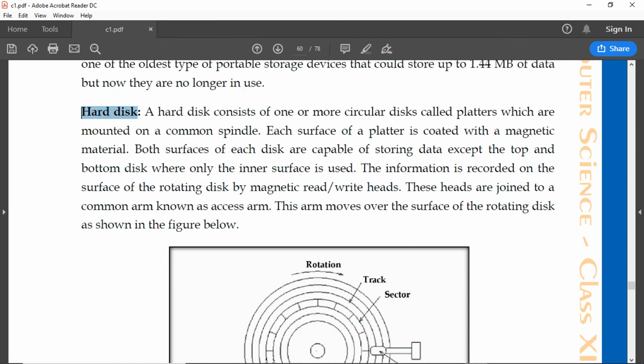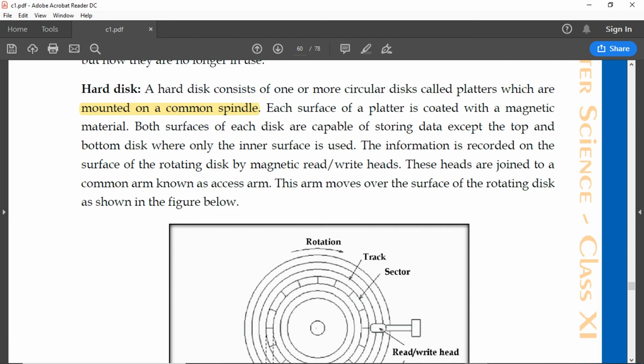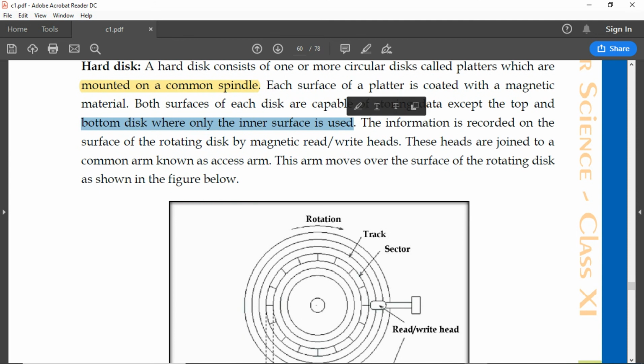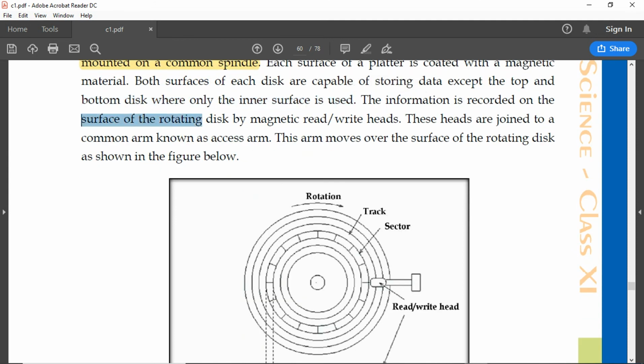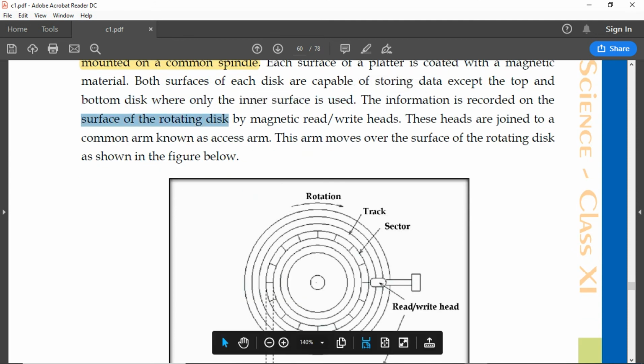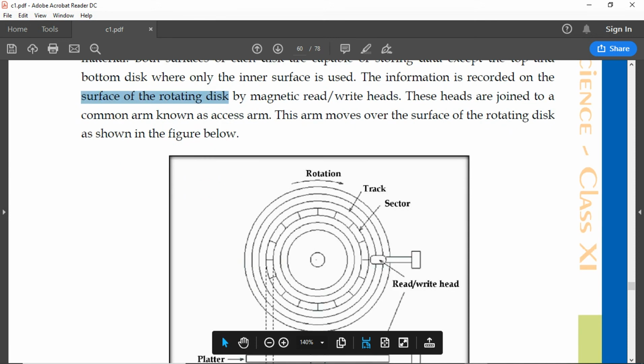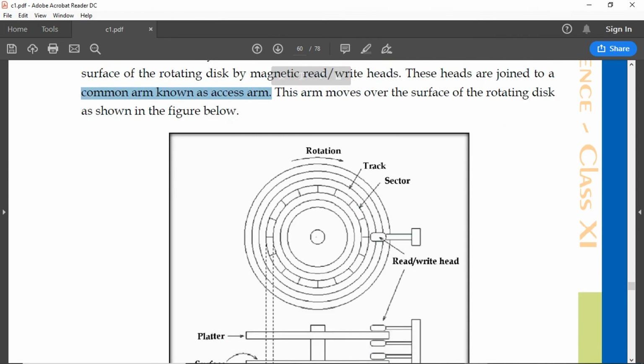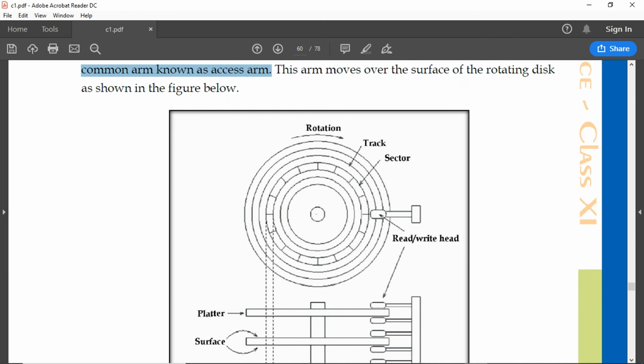Hard disk. A hard disk consists of one or more circular disks called platters which are mounted on a common spindle. Each surface of a platter is coated with a magnetic material. Both surfaces of each disk are capable of storing data except the top and bottom disk where only the inner surface is used. The information is recorded on the surface of the rotating disk by magnetic read/write heads. These heads are joined to a common arm known as access arm. This arm moves over the surface of the rotating disk, as shown in the figure below.